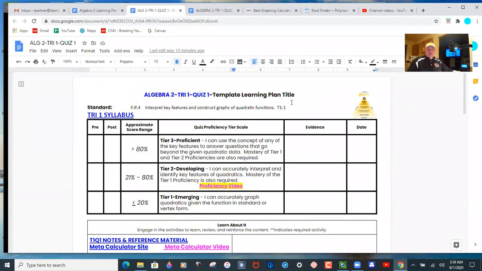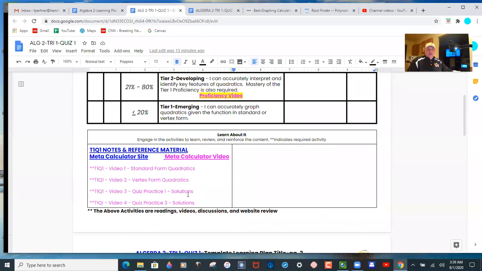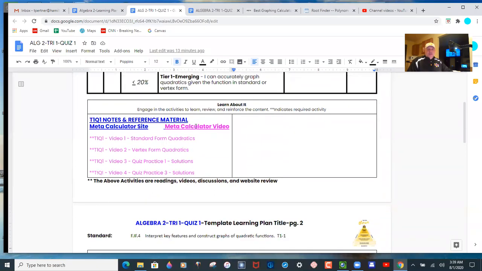You're going to have to navigate to our first learning plan template, and that will be somewhere in Canvas, and I will show that to you perhaps on the first day of class. And then you're going to probably want to watch the Meta calculator video before you start, and this will be in the very first assignment here, standard form quadratics.